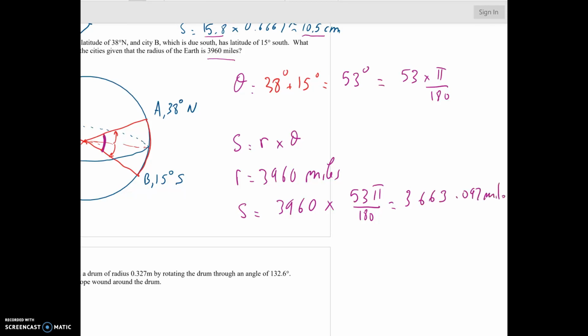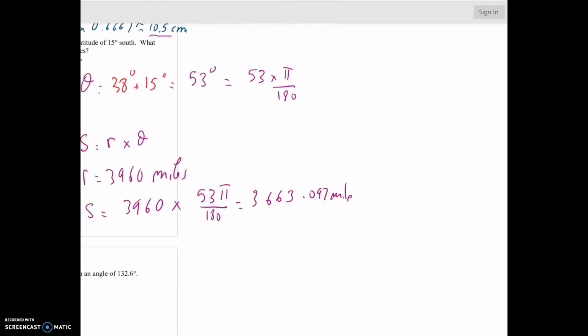And I end up with 3,663.097 miles. And obviously, because I have 4 significant digits for the value of R, and the calculation of my angle is an intermediate calculation, I need to take for this intermediate calculation all the numbers, but the value of the radius has 4 significant digits. Therefore, I'm supposed to have S equal to 3,700 miles.